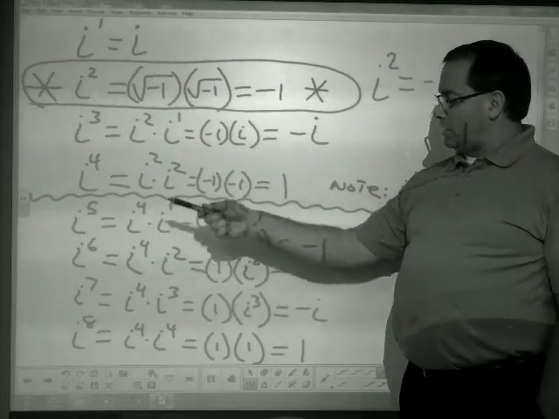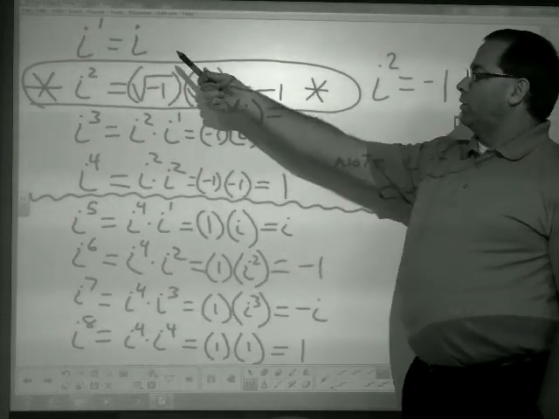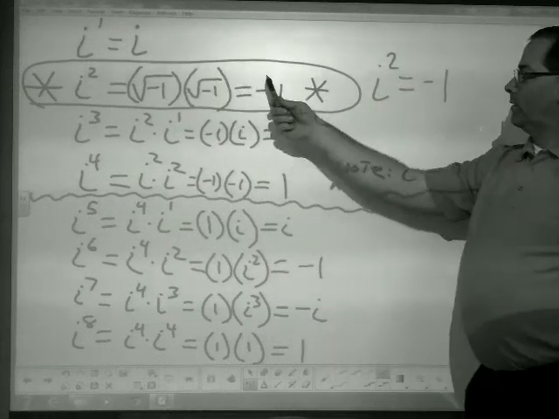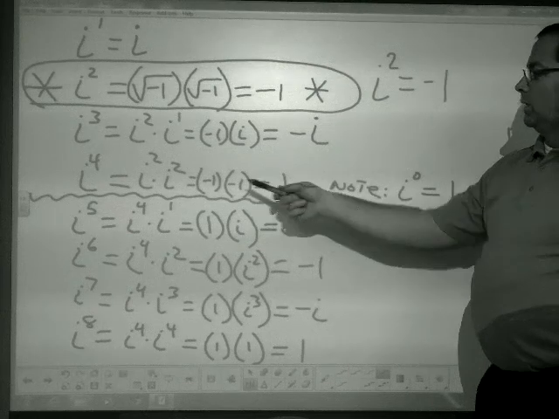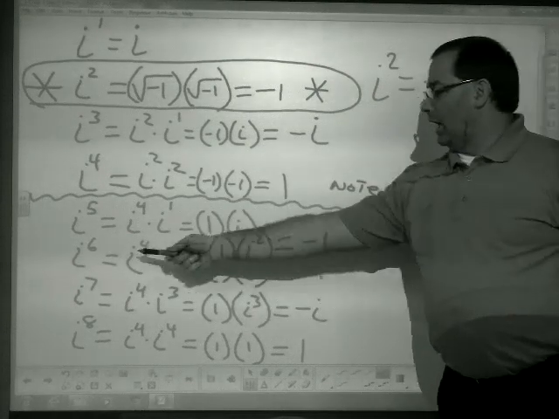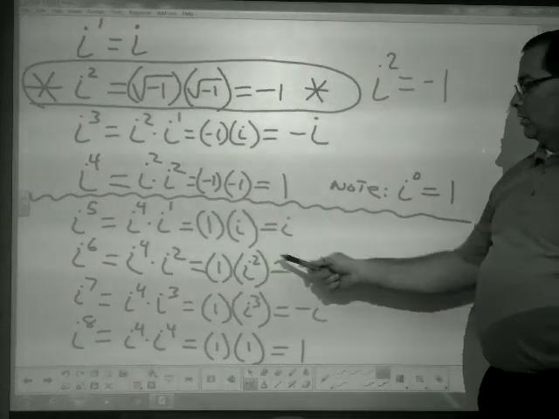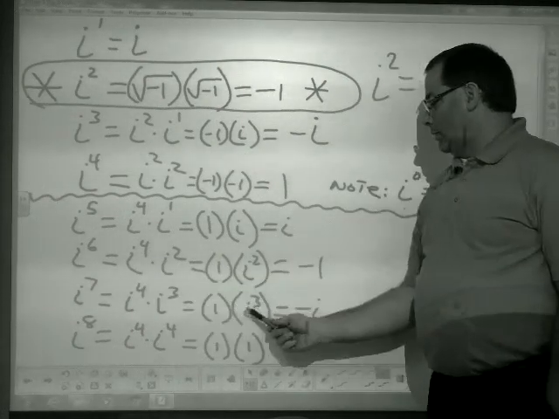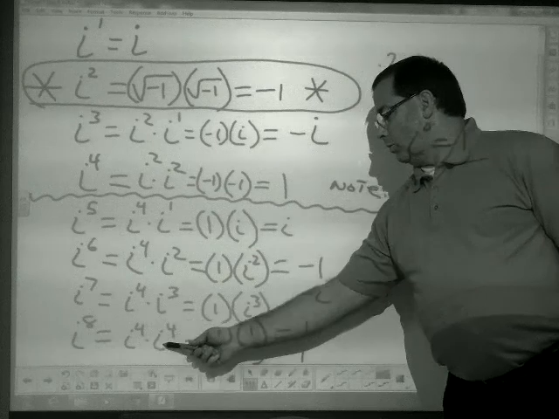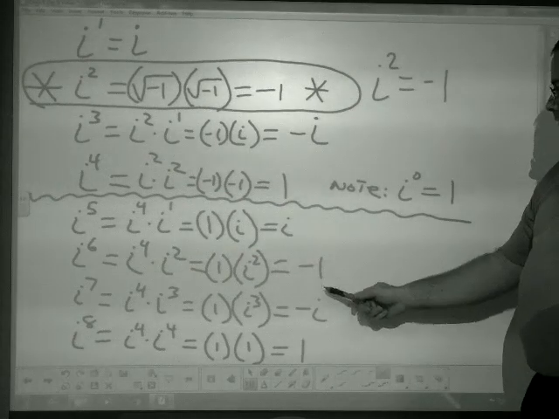So what happens is this just repeats itself. Notice, it goes i, -1, -i, 1. i to the 5th is i. i to the 6th is negative 1, because it's i to the 4th times i squared. i to the 7th is 1 times i to the 3rd. i to the 8th is 1 times 1. Then i, negative 1, negative i, 1.